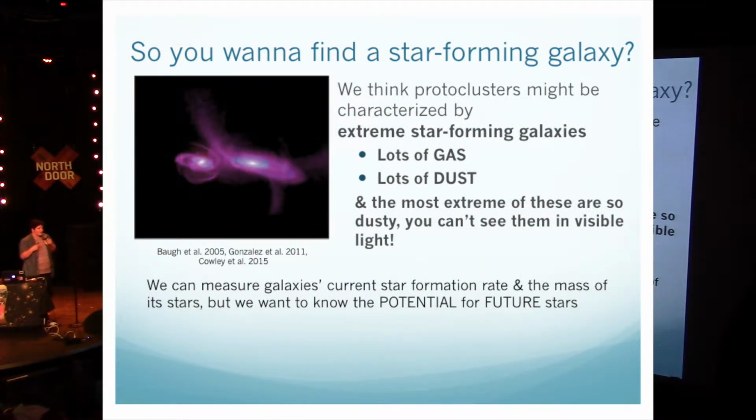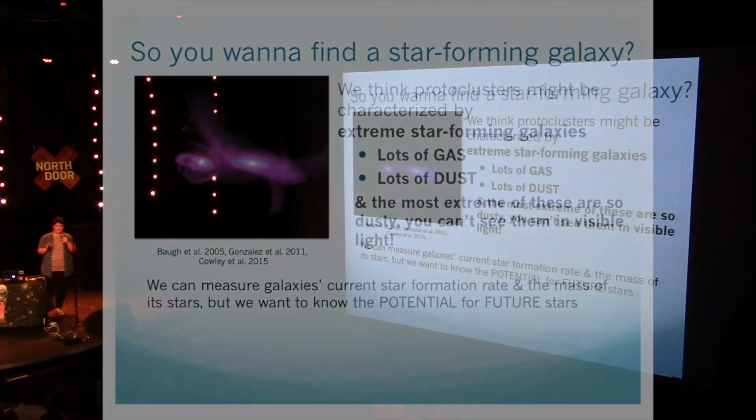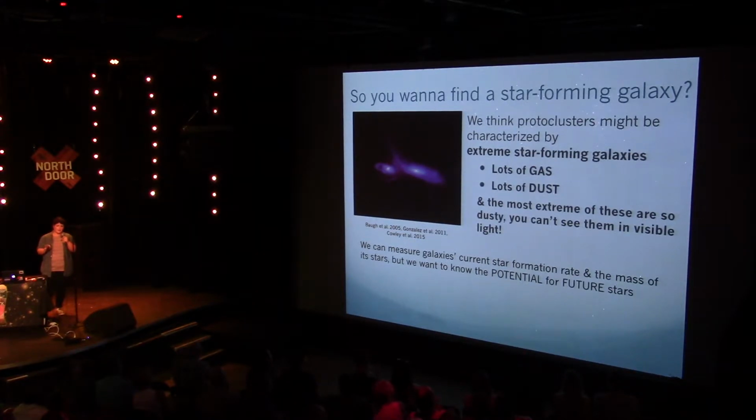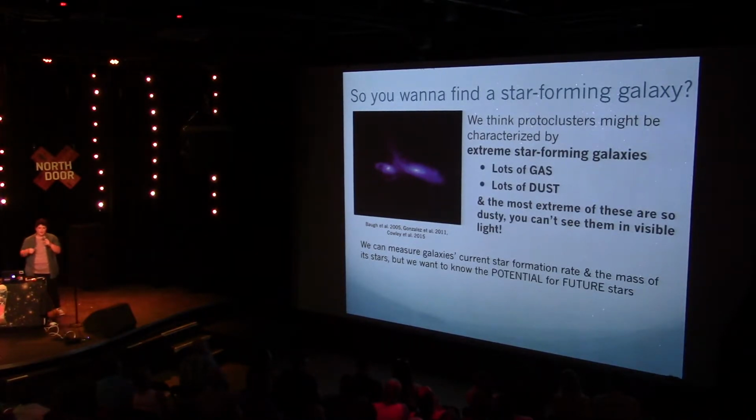We think that protoclusters are probably characterized by extreme star-forming galaxies that don't live for very long, but while they're around, they do a bunch of crazy stuff. So they have a lot of gas, a lot of dust, and the most extreme of these are so dusty you can't see them in visible light. So again, very creatively, we call them dusty star-forming galaxies.